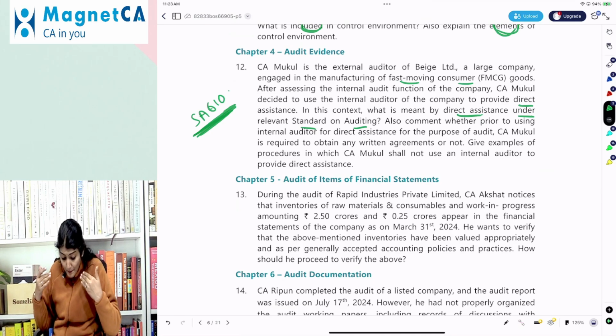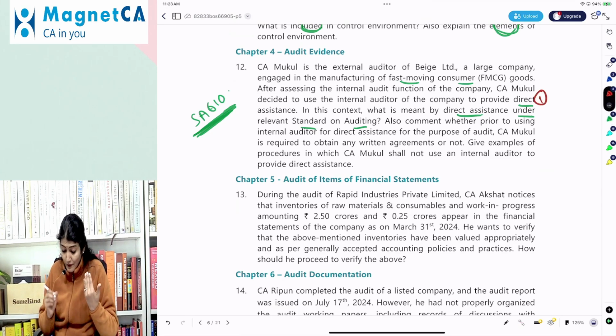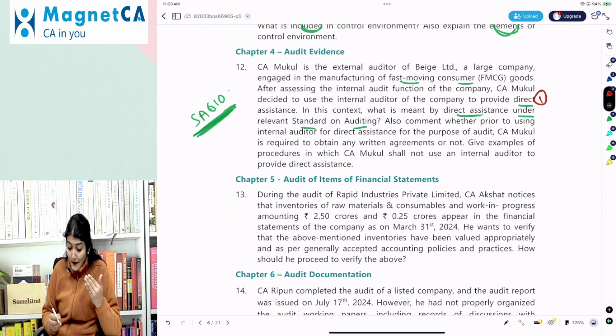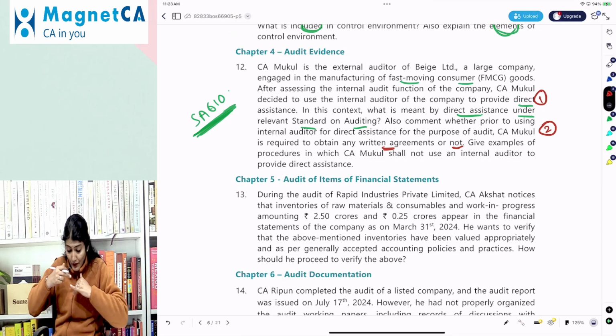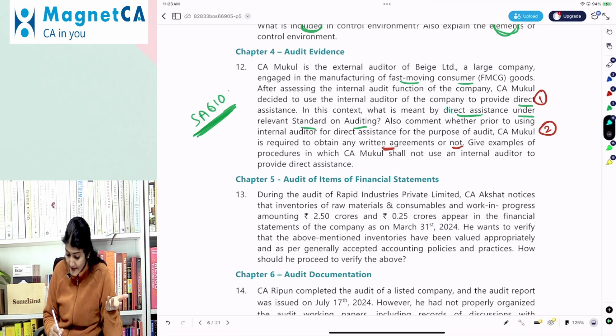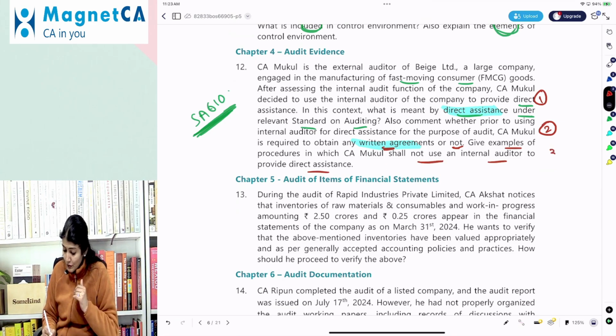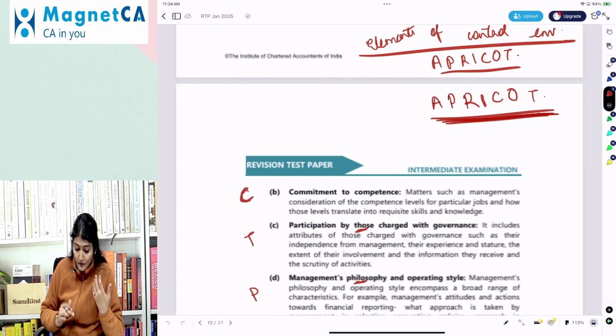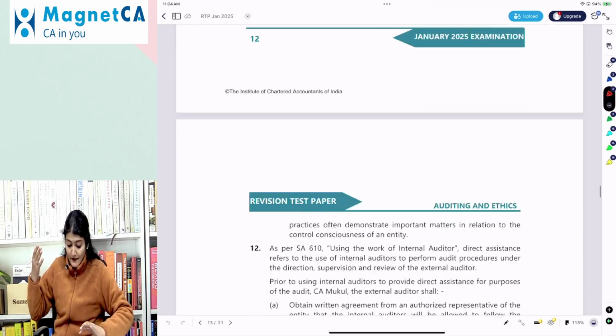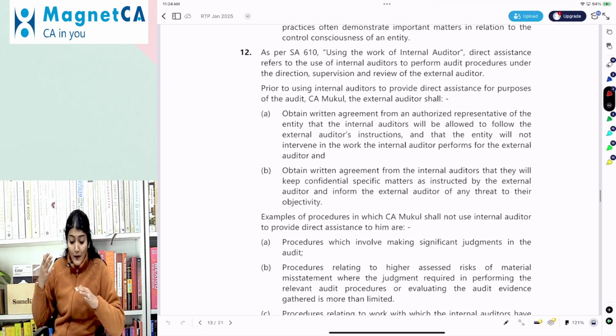Also comment whether, prior to using the internal auditor for direct assistance for the purpose of audit, CA Mukul is required to obtain the written agreement or not. So that is two. So one, what is meant by the direct assistance. Second, whether there is a need for a written agreement. And third, give examples of the procedure in which Mukul will not use an internal auditor to provide the direct assistance, where Mukul will not use the work of the internal auditor to provide the direct assistance.